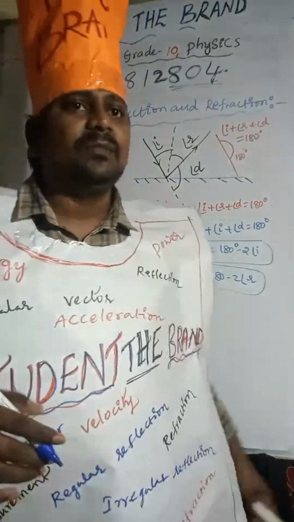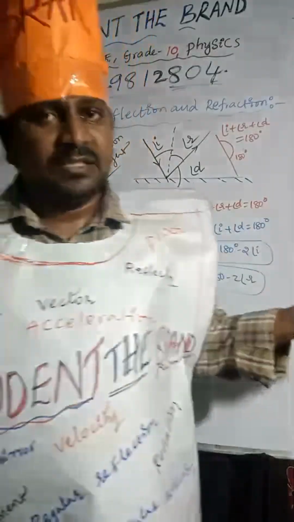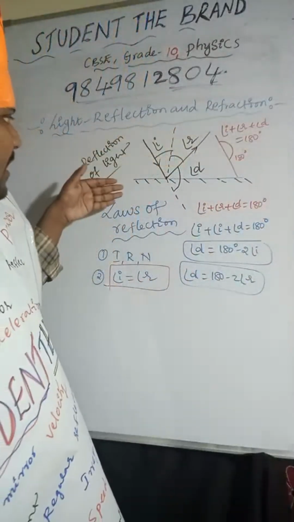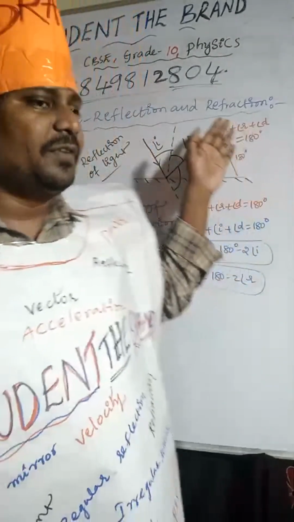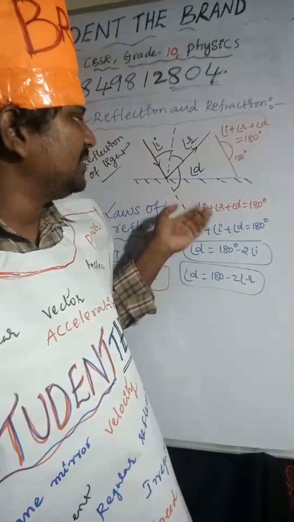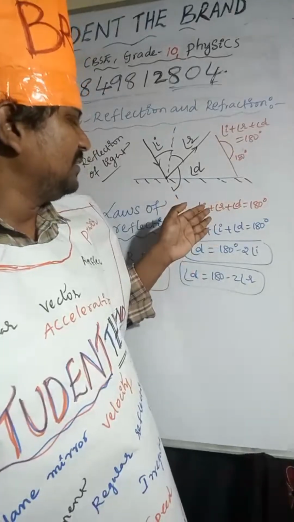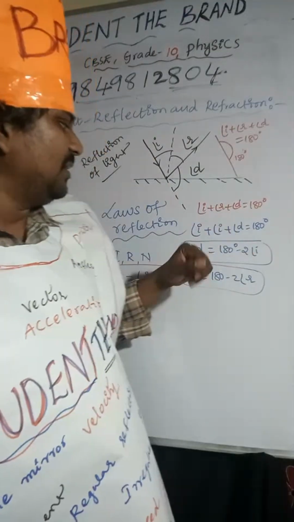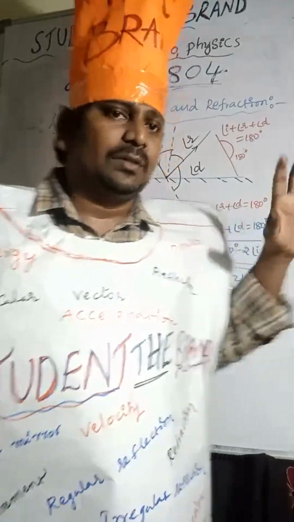The bouncing back of the light from the reflecting surface is called reflection of light. Coming to laws of reflection, incident ray, reflected ray, and normal line lie on the same plane. Angle of incidence is equal to angle of reflection. So from the diagram you can observe angle of incidence plus angle of reflection plus angle of deviation equal to 180 degrees. So from the laws of reflection I am taking angle of incidence, and instead of angle of reflection I am substituting angle of incidence. Then angle of deviation equal to 180 minus 2 angle of incidence, or 180 minus 2 angle of reflection. Okay, so that's a point.